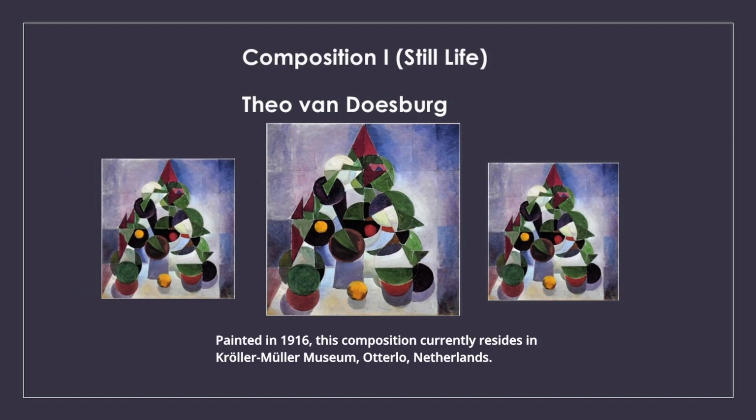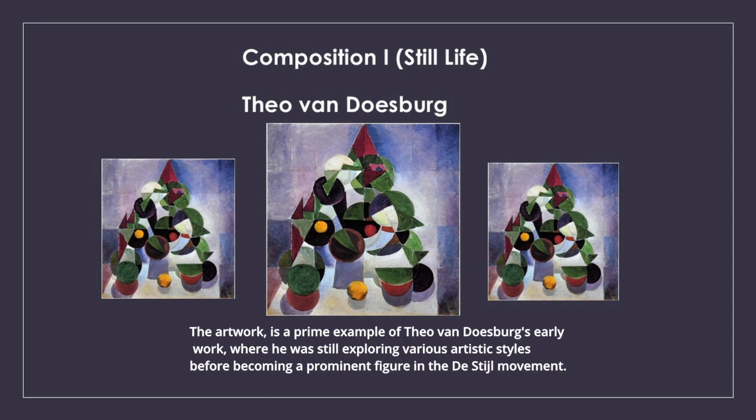Theo van Doesburg. Composition 1, Still Life. Painted in 1916, this composition currently resides in Kröller-Müller Museum, Otterlo, Netherlands. The artwork is a prime example of Theo van Doesburg's early work, where he was still exploring various artistic styles before becoming a prominent figure in the Stijl movement.